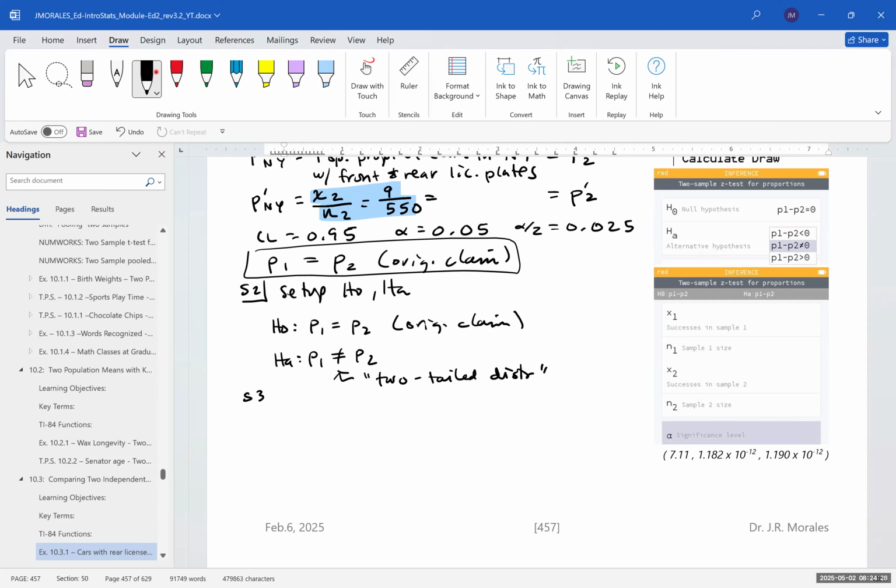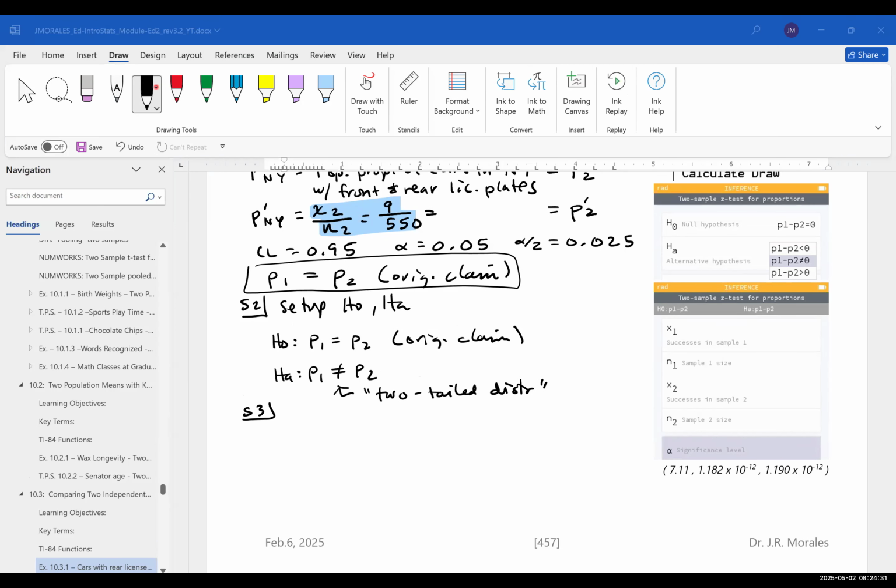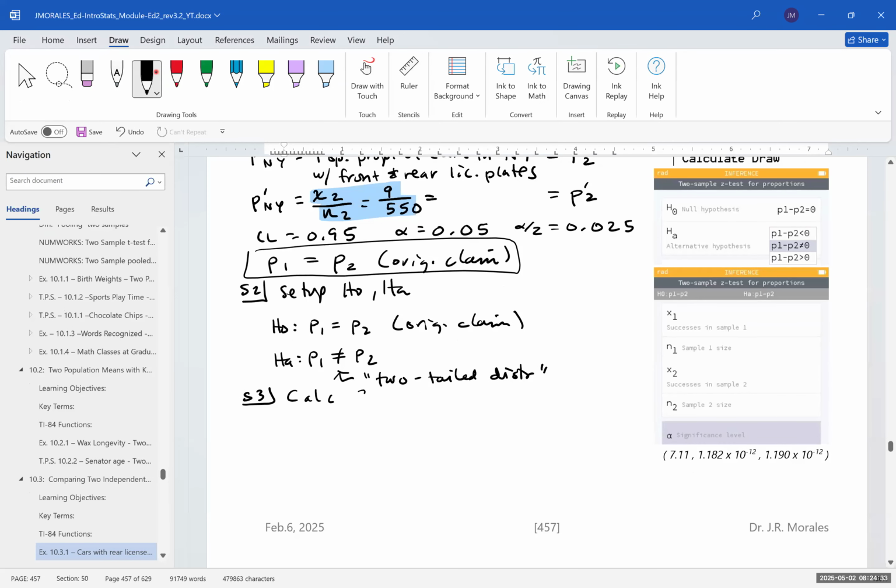Step 3 is going to be to calculate our test statistic and the p-value. Again, this is from our sample data, and that's where we use the calculator functions. So we're going to have a z test statistic, and we're going to have a p-value related to it.